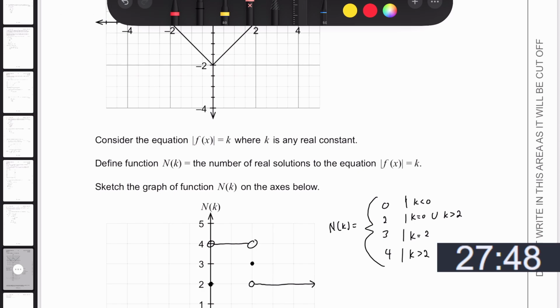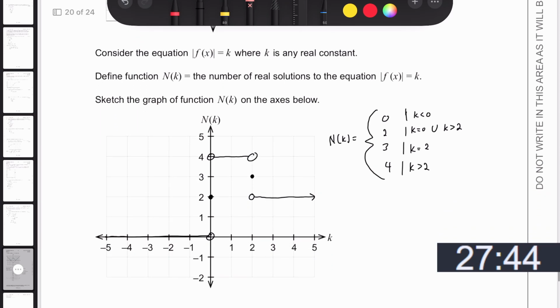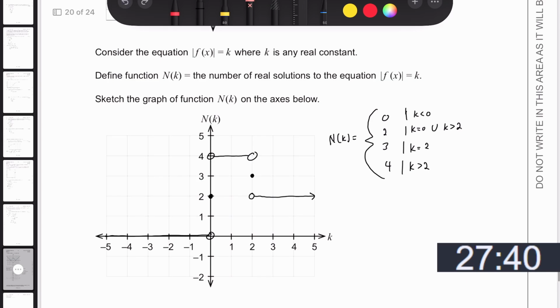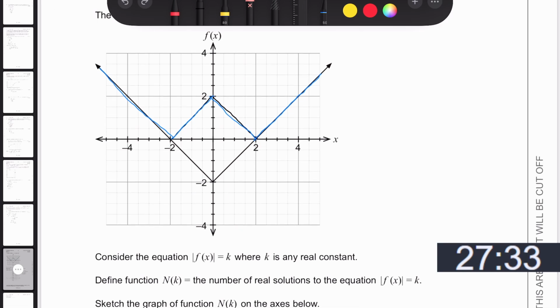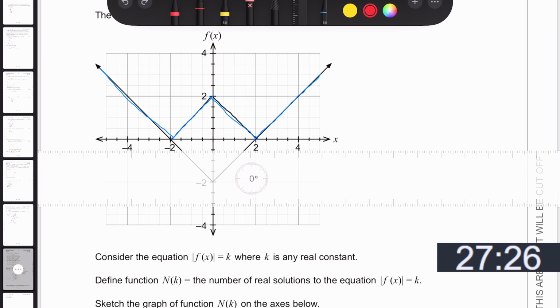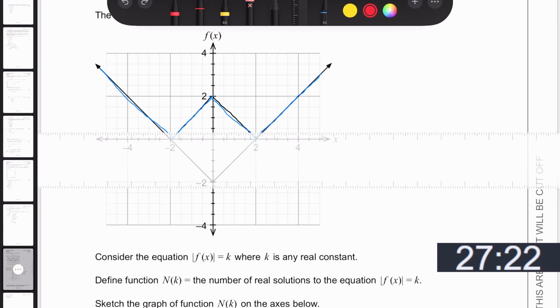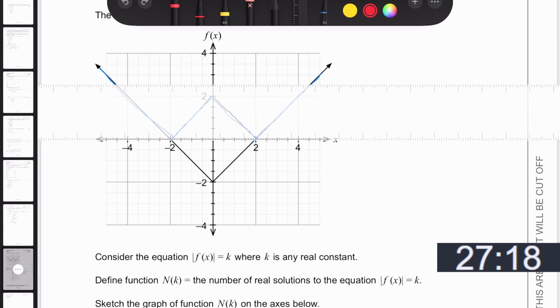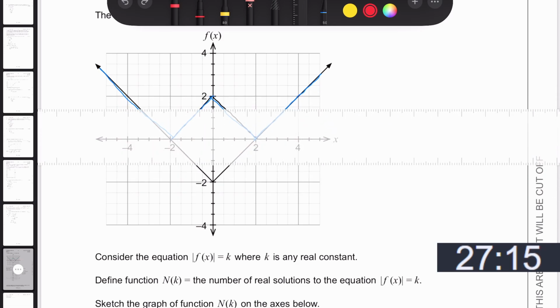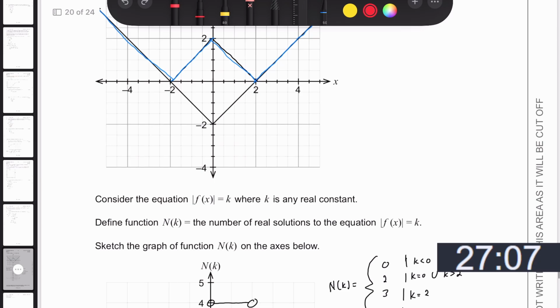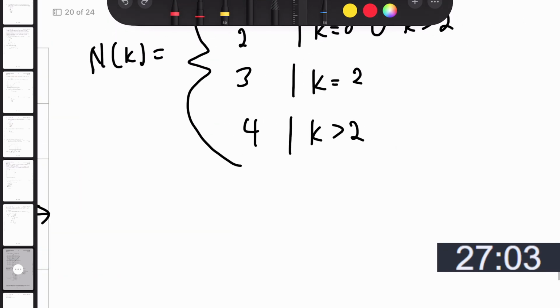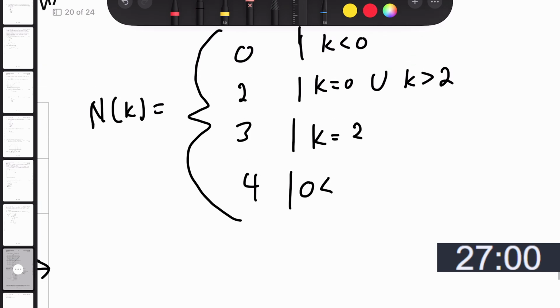K is any real constant. Define angle of k. Oh wait, it didn't actually need me. So number of real solutions to the equation. Okay, so if you have less than 0, you're going to have 0 solutions. You're going to have 2 solutions if you are equal to 0 or more than 2, you're going to have 3 when you are equal to 2, and then 4 for k between 0 less than k less than or equal to 2.